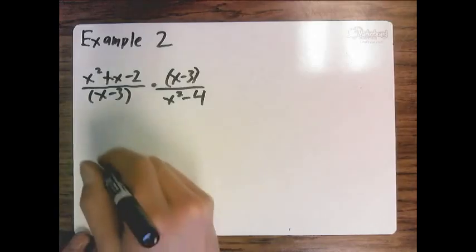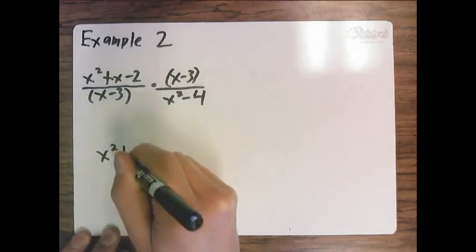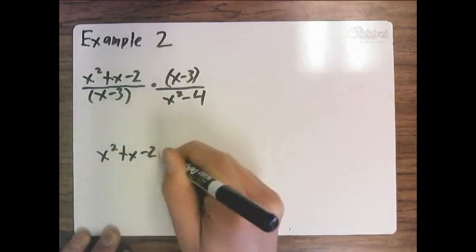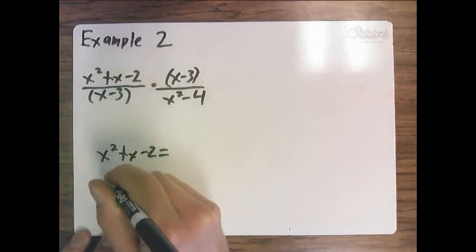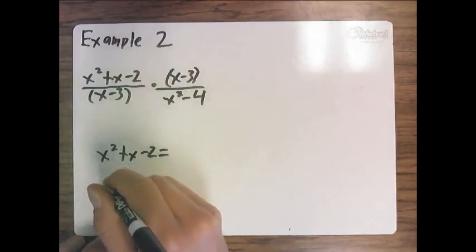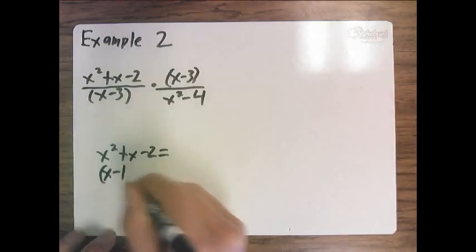Example 2. The first step in this scenario is to factor all possible parts of the expression. Here are the factored forms of each one.